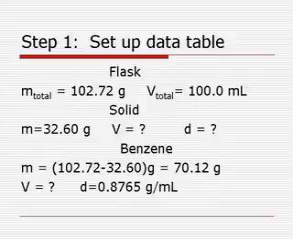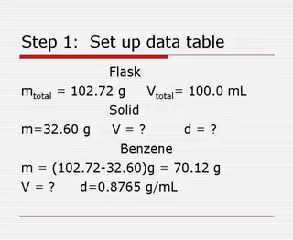Welcome back. Hope you got a long way, maybe even to the end of the problem, but let's just take a look at what your data table should look like. The total mass of the flask contents is 102.72 grams. When I say that total mass, that's the mass of the benzene plus the solid. The total volume of the flask contents is 100 milliliters.